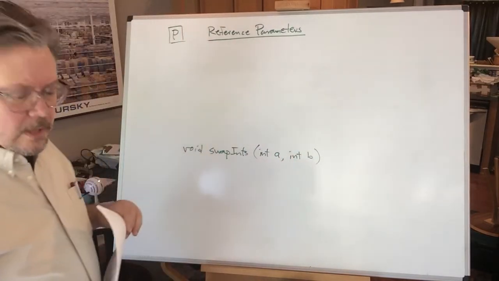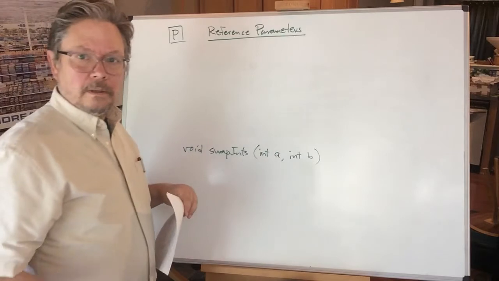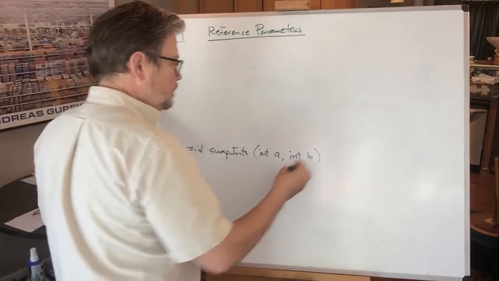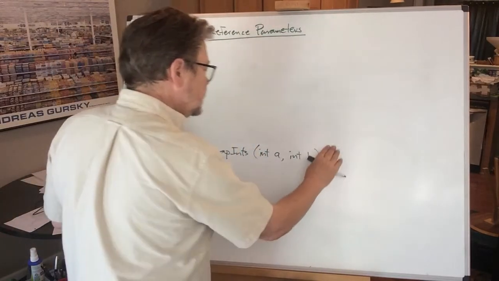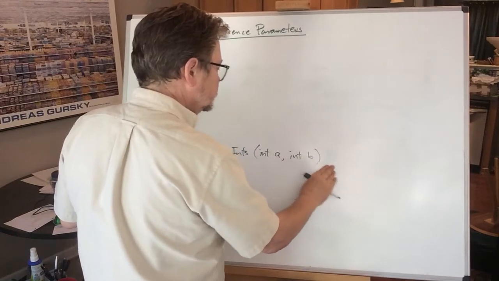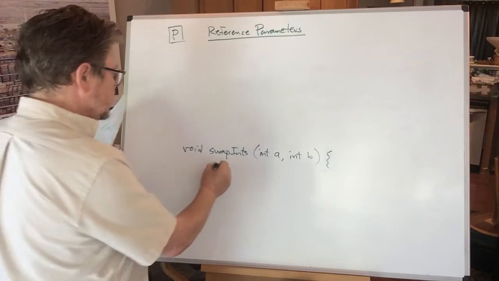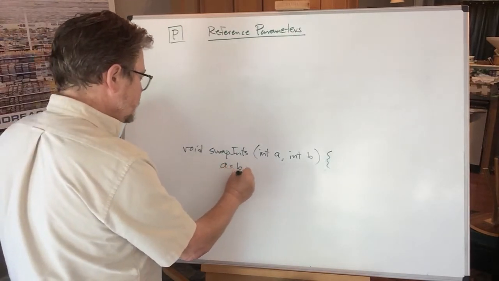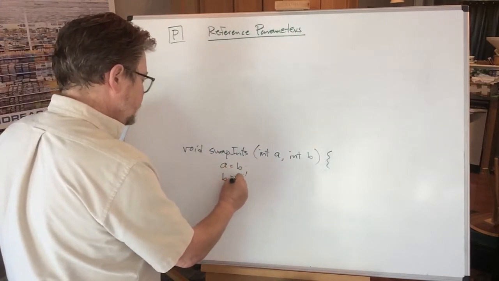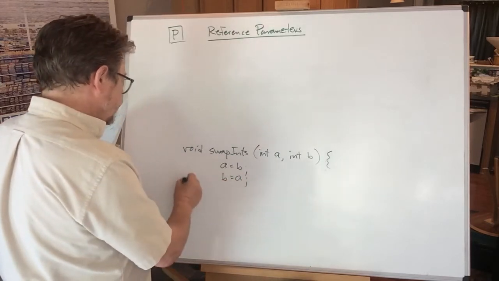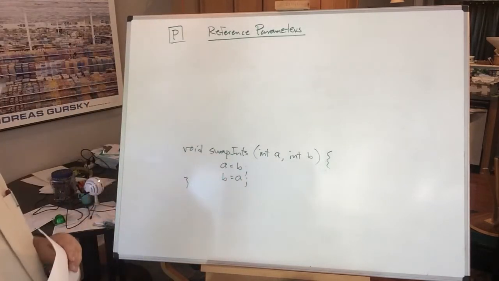Short variable names so I can spell them. They were longer in the crashed version of this video. But anyway, open curly bracket. Like so. And what could be simpler? A equals B. B equals A. Done and done. It swapped them, and that's why that's a void function. There's no reason to send anything back.